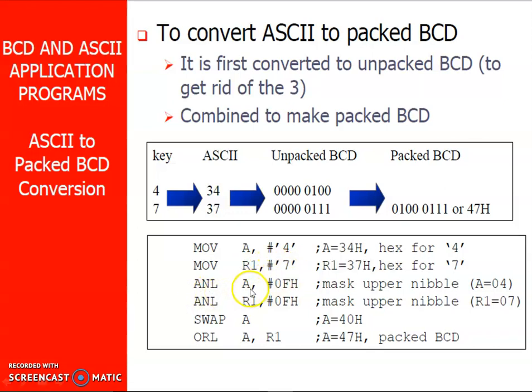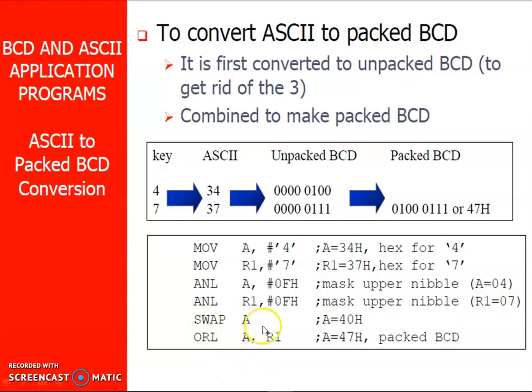Now ANL A, #0FH. What we are going to do? We are going to mask the upper nibble of A, that is we are going to mask 3. We want to remove 3 out of this number and get only 4 and 7. Therefore for this 37 also we are going to perform AND operation using ANL instruction and mask the upper nibble. So after these two instructions, A will have 04H and R1 will have 07H.